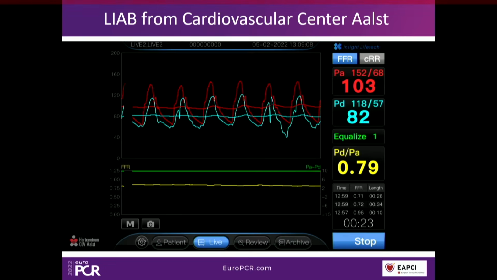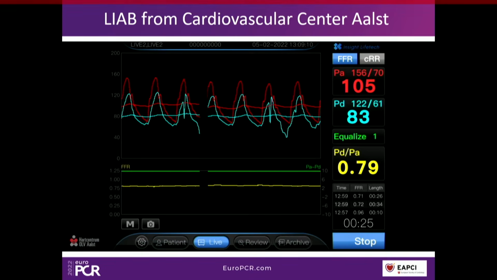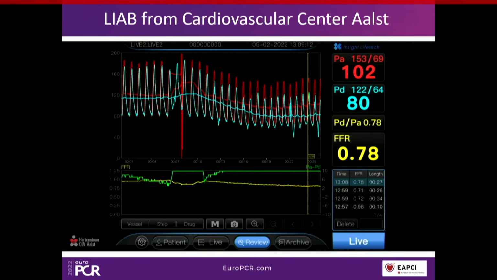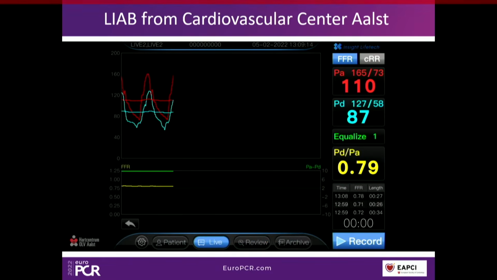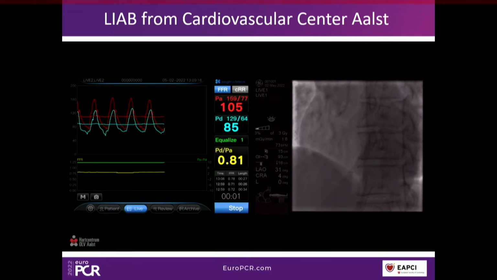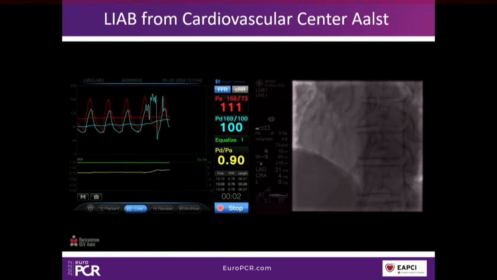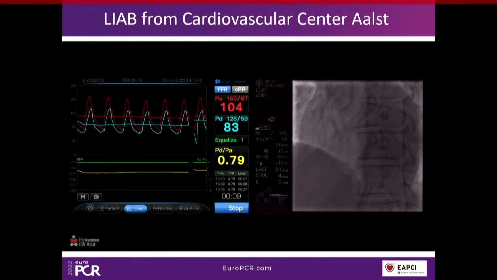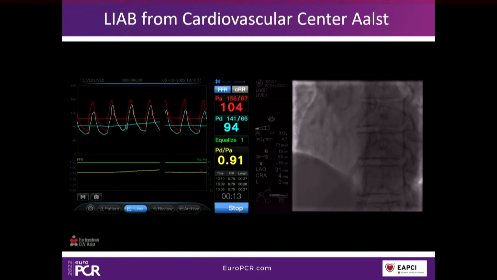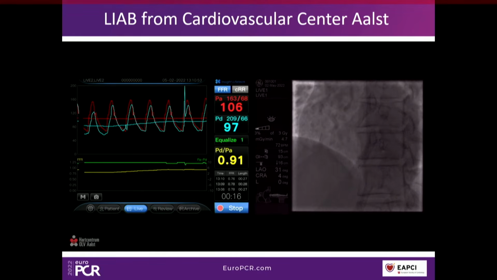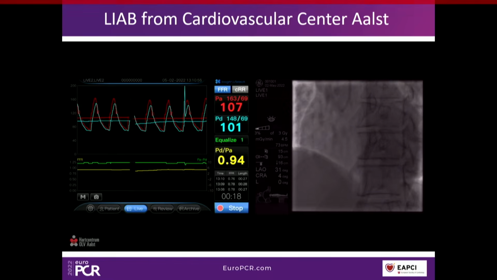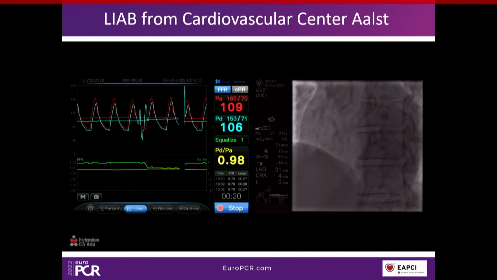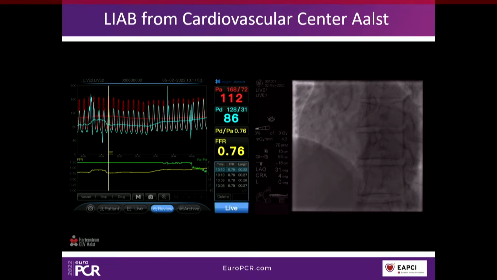Why don't we localize this disease? We will localize it. So stop, live, and we will perform a pullback record. There seems to be a step up just beyond the stent, huh? Stop.